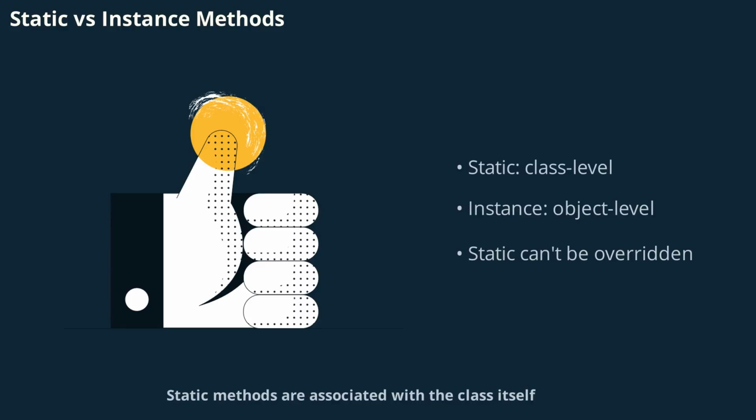Static methods are associated with the class itself and can be called without creating an object. Instance methods are tied to a specific object and can access both static and non-static members. Static methods cannot be overridden, while instance methods can be, allowing for more flexible behavior.